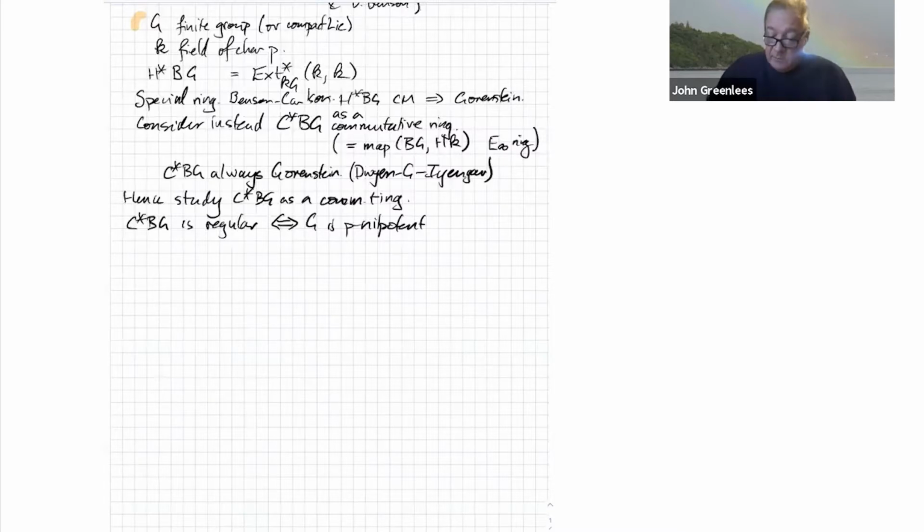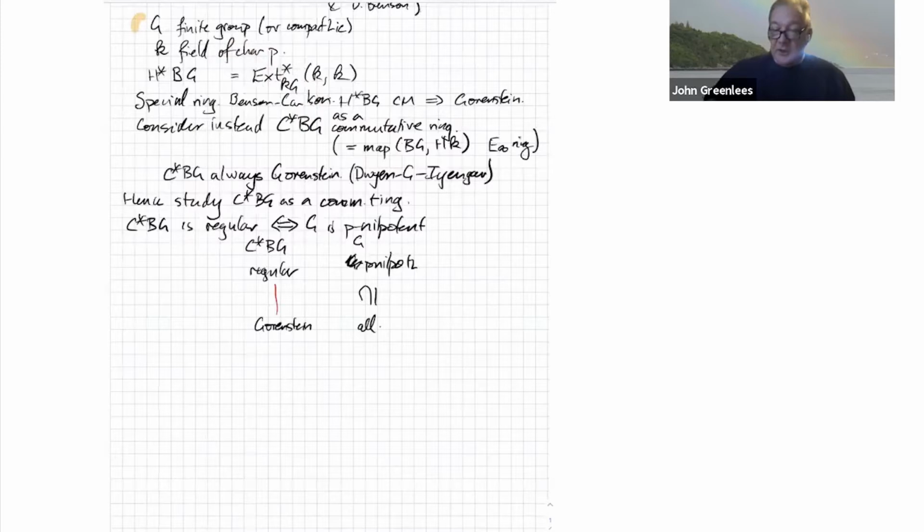So here we have, on the one hand, the group G, and this is cochains on BG, and p-nilpotent groups, these are the regular ones, and then all finite groups are Gorenstein. So obviously those are a smaller class, and the point of the talk is to look at this gap and try and understand how good cochains on BG is for various different groups. Sometimes it'll be better, sometimes it'll be worse.